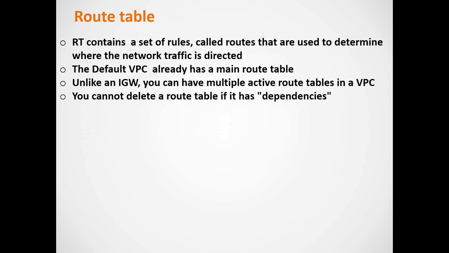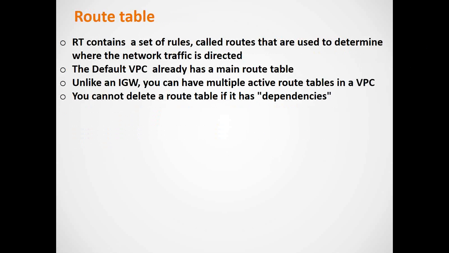Okay, the next thing we saw was the route table, right? RT. So RT stands for route table or routing table. So what exactly is the routing table? A routing table is actually a set of rules. Okay, so we can also call it a route. Route means how you should go, right? So that is what we call a route, or it is nothing but a set of rules using which we will be able to determine where the network traffic is directed.